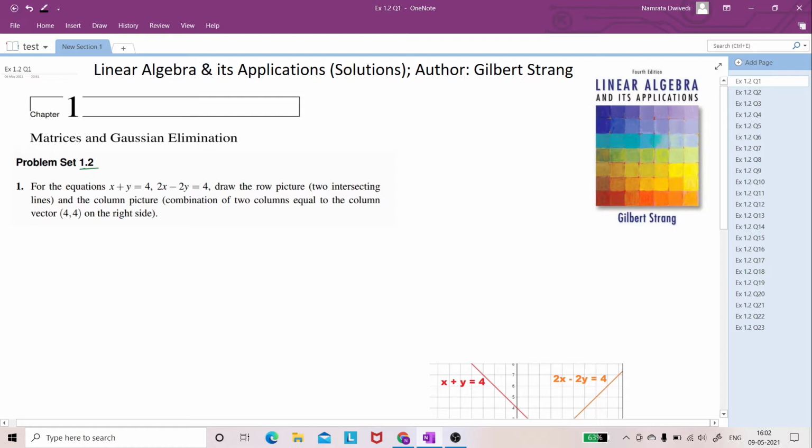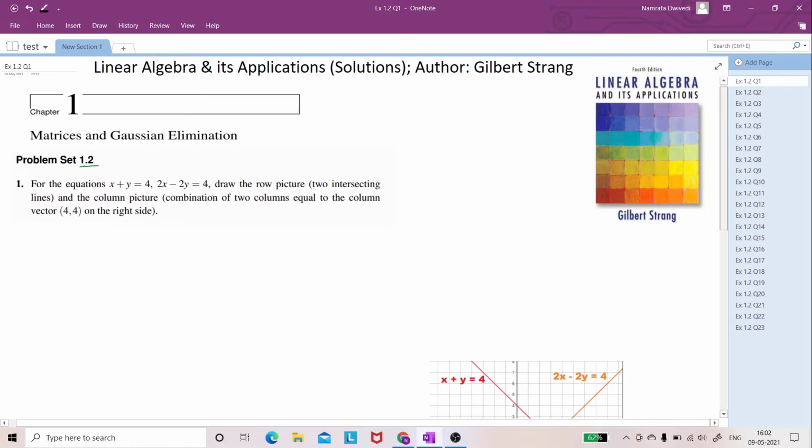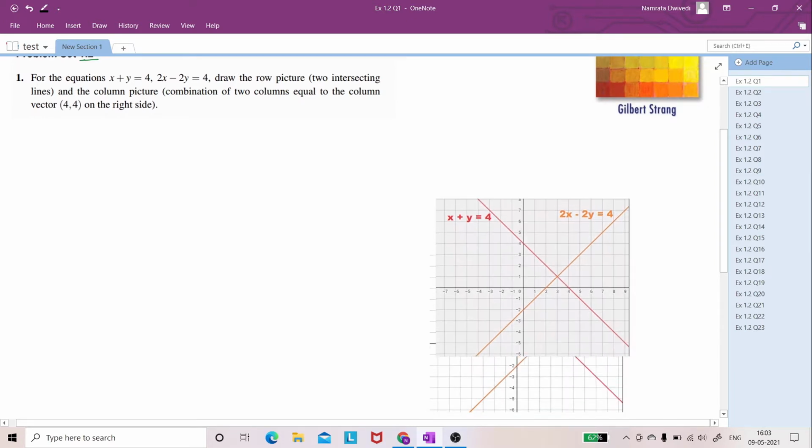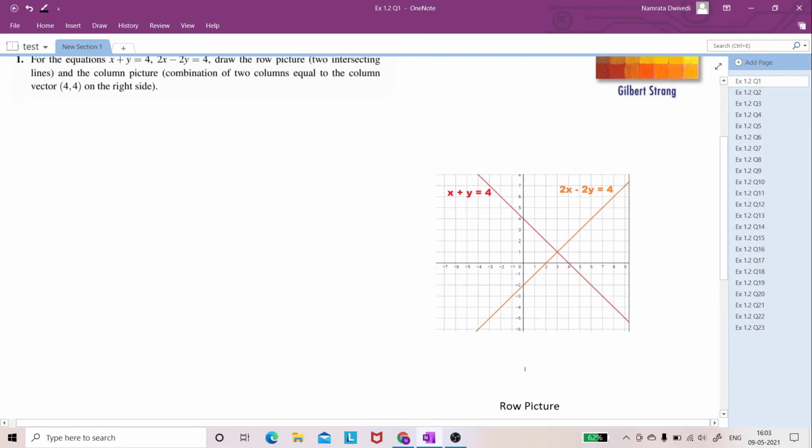Our first question is for the equations x plus y is equal to 4 and 2x minus 2y is equal to 4. We have to draw the row picture, that is two intersecting lines, and the column picture, that is the combination of two columns equal to the column vector 4 comma 4 on the right side. I've already drawn it and taken screenshots so that you will be able to understand this in a much better way. So this is the row picture.